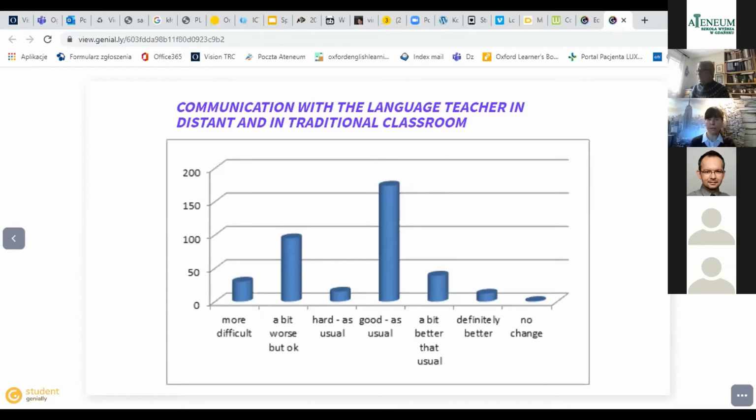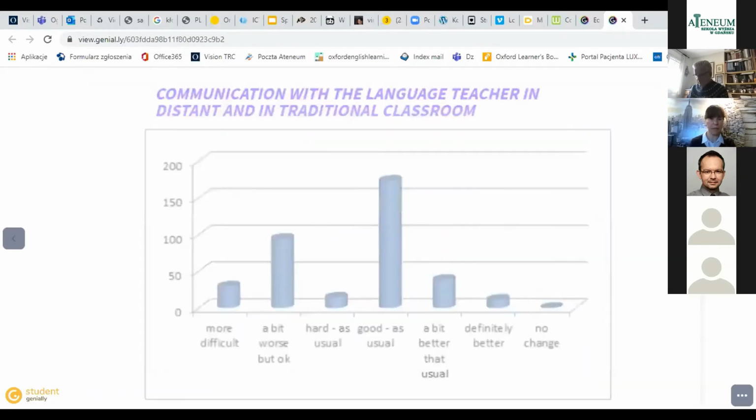If we look at the two highest results here, that's good as usual, and a bit worse, but still okay. So as language teachers, I think we can be pretty satisfied with our students' evaluation of the quality of our communication with them.